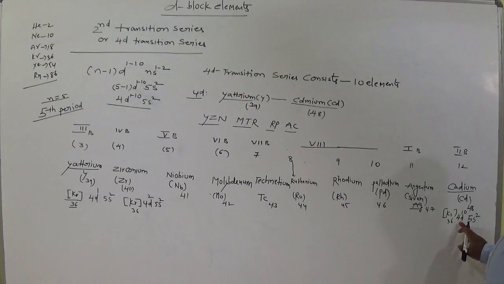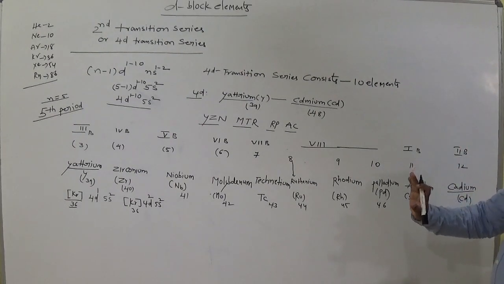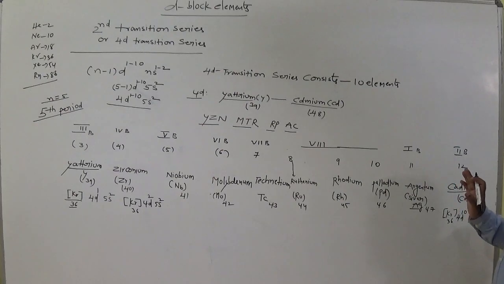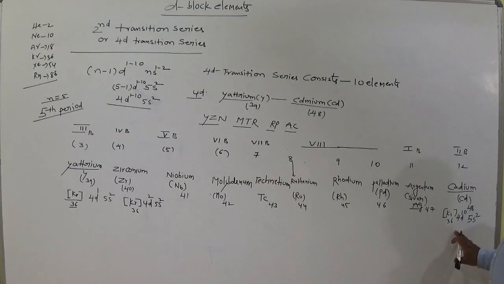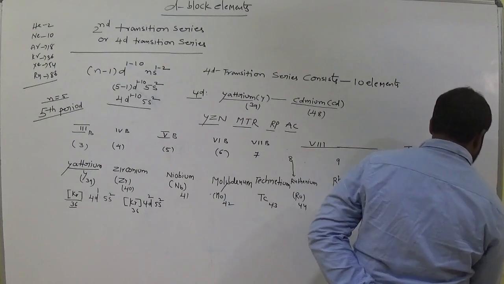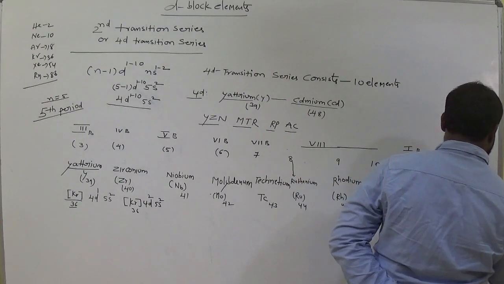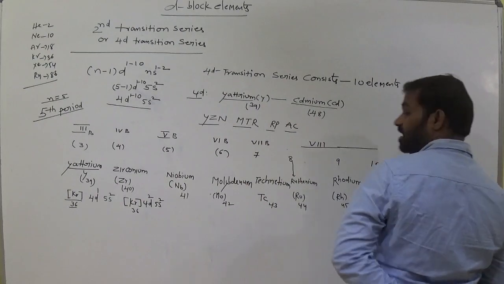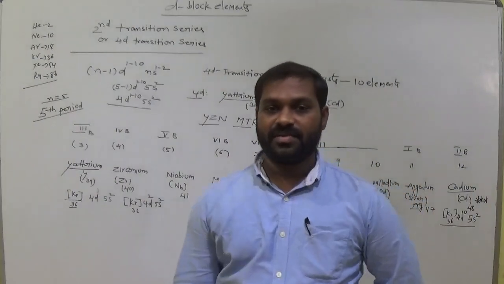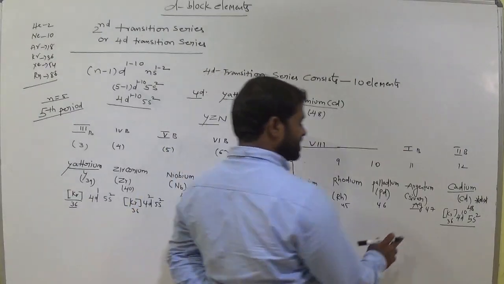The d is completely fulfilled. So in the 4d transition series, or second transition series, what happened in the last element, that is cadmium? In cadmium we have 10 electrons in the d orbital. So here it acts as not a transition element. Why? Because the d orbital is completely fulfilled, am I right? So this is not a transition element, remember this. Next come to argentum.